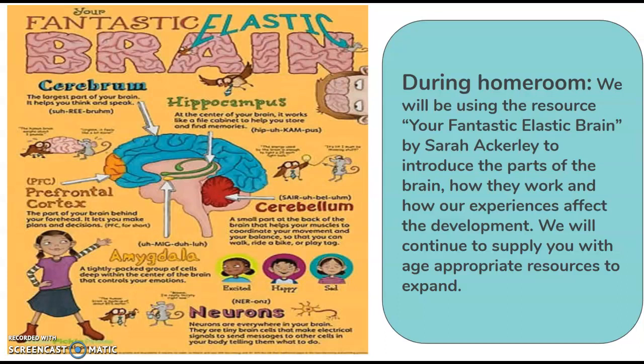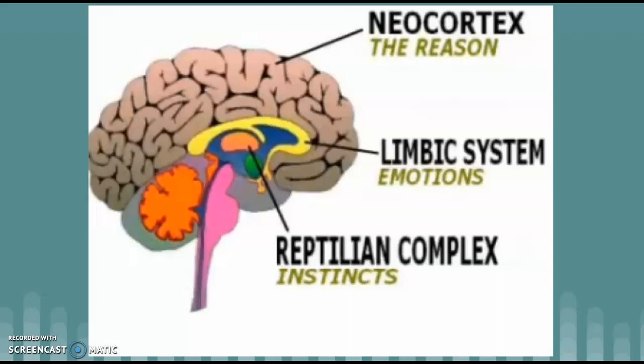Something I did just this last year that was really easy, because this was new to my school, was that during homeroom I just incorporated Your Fantastic Elastic Brain by Sarah Ackerley. It uses really strong language about the brain, as you can see from the cover, and teaches kids what is happening and the science behind it. So rather than just teaching our SEL, which is what their emotions feel like in their body, we can teach what's happening in their brain when those emotions are coming up.